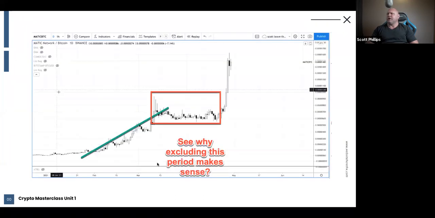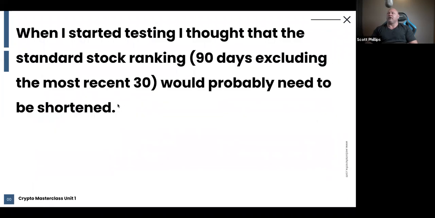So you can see here, this is the linear regression line, and then it went sideways for a while, and then it moved. This is a coin that we actually held called Matic. And you can see why excluding the mean reversion period makes sense, right? If you just did a line overall, this would be a very low line here and you wouldn't have caught it.